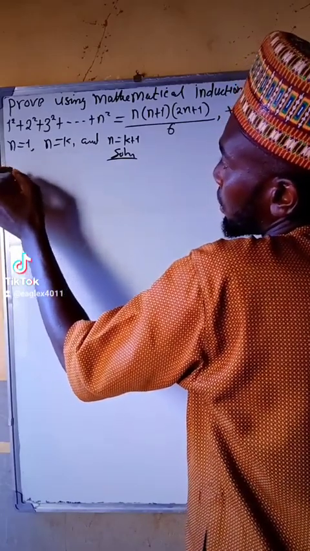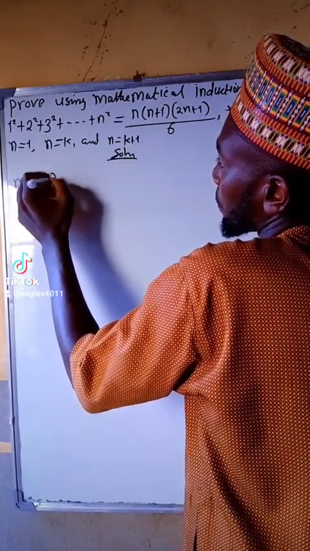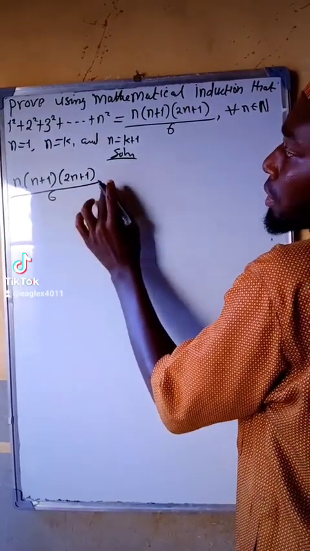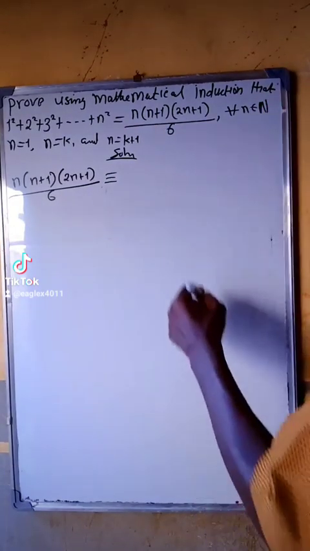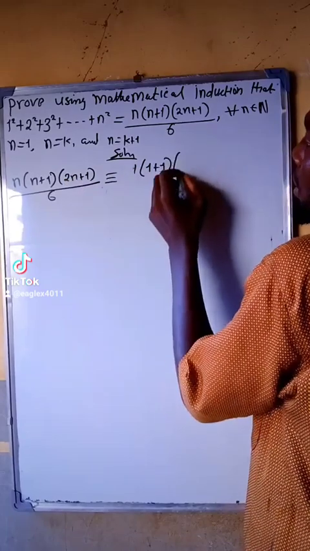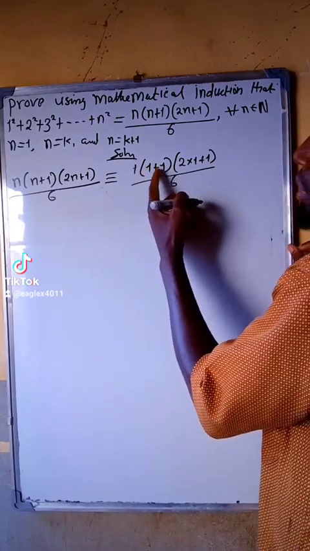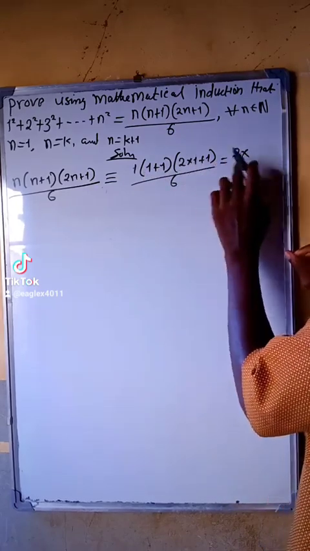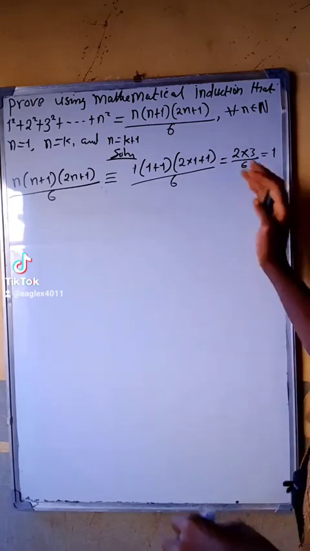For n equal to 1, let's show this with our right hand side. So our right hand side is n into n plus 1 into 2n plus 1 all over 6. Then for n equal to 1, wherever we see n, we put 1 in this equation in order to prove it. So we have 1 into 1 plus 1, close bracket, 2 multiplied by 1 plus 1, close bracket, divided by 6. From here you can see that 1 multiplied by 2, because 1 plus 1 is 2, multiplied by 2 times 1 is 2 plus 1 is 3. 2 times 3 is 6, divided by 6, it will give us 1. That is for n equal to 1.